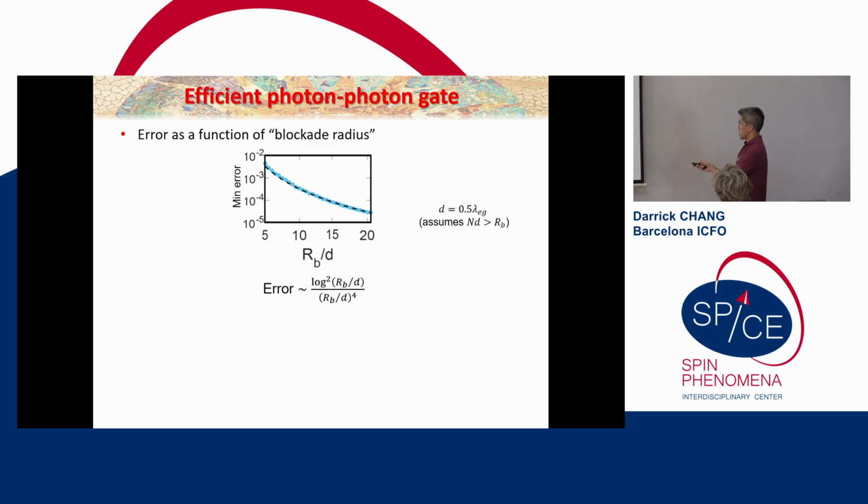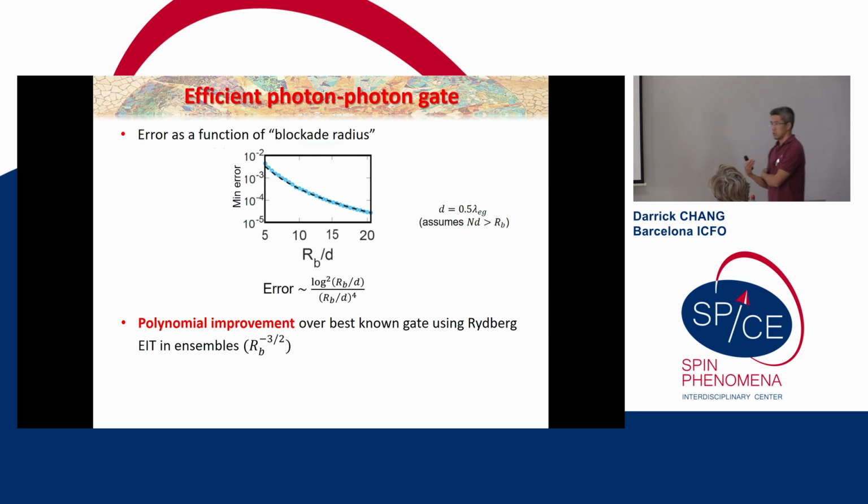And so maybe not surprisingly, the error of that photon gate also scales like 1 over, in this case, the blockade radius to the 4th power. And then if you put in numbers, if you're able to blockade just even a few sites, which certainly is possible experimentally, again, that gets you to a gate whose error is less than 1%.